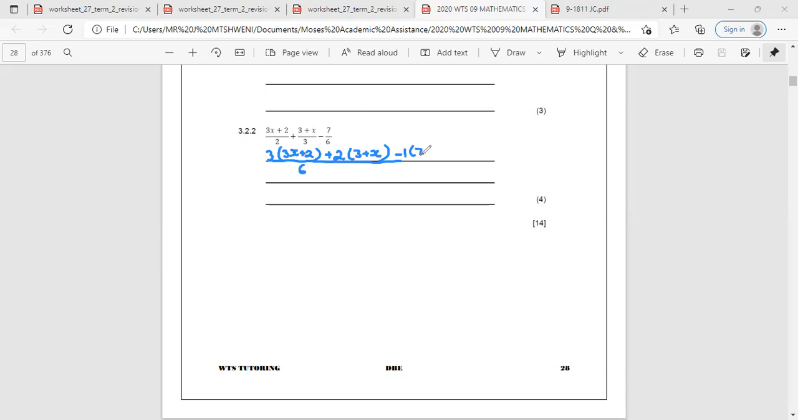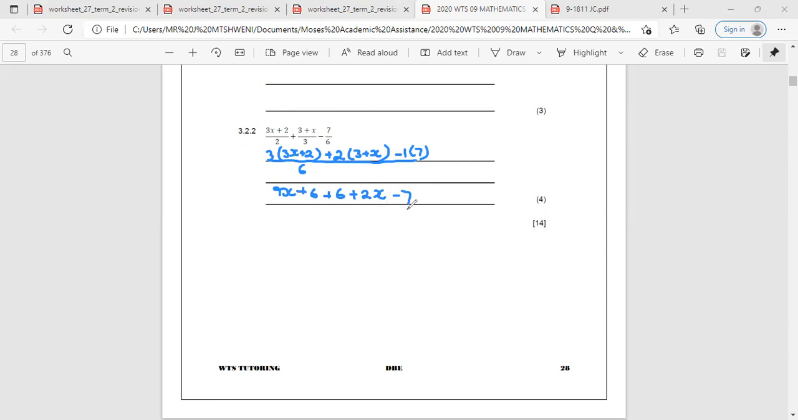Minus 1 times 7. 3 times 3 is 9, so 9x. 3 times 2 is 6. 2 times 3 is 6, and 2 times x is 2x, then negative 7.